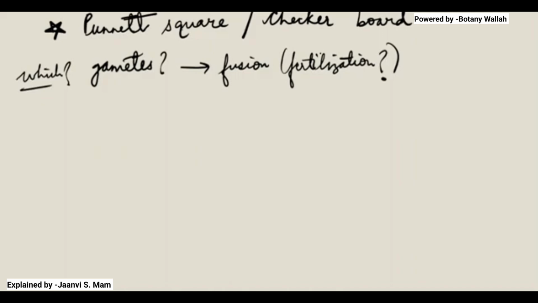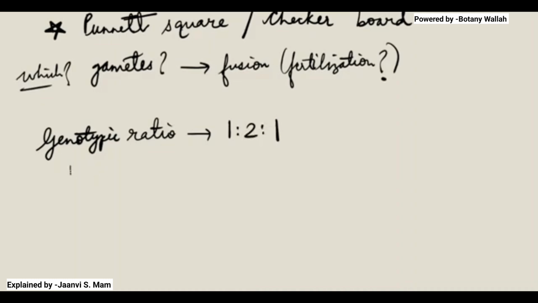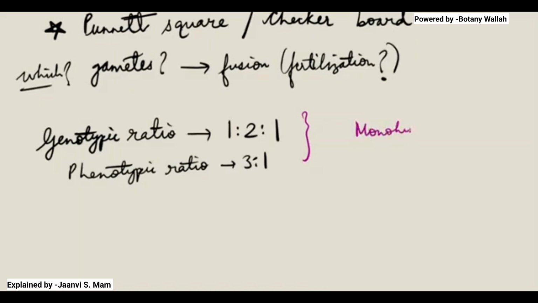Okay, you have to make a square. Let us consider the genotypic ratio of a monohybrid cross. Which cross are we taking? We are considering a monohybrid cross. The genotypic ratio was 1:2:1, and the phenotypic ratio was 3:1. This is for your monohybrid cross.